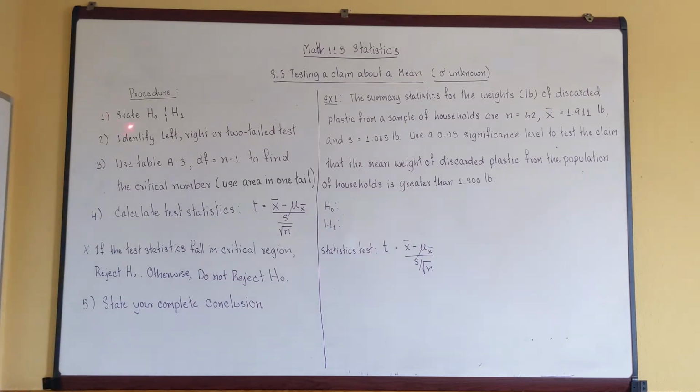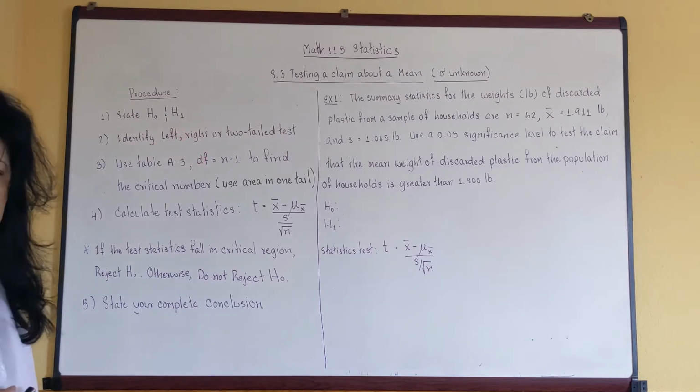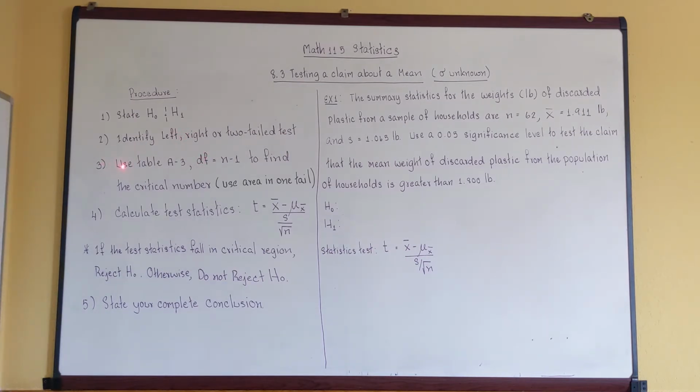First, you're gonna state the null and alternative hypothesis. Then you're gonna identify whether it's a left tail, right tail, or two-tail test. The next step, you're gonna use table A3. I did show you how to use table A3. Degree of freedom is n minus 1, where n is the sample size, to find the critical number. And make sure that you use the area in one tail.